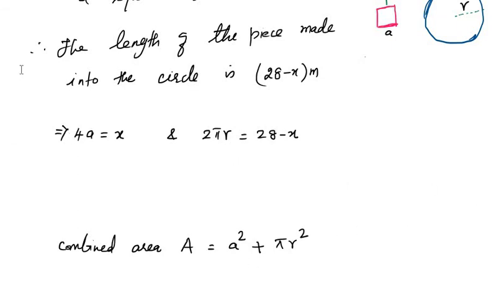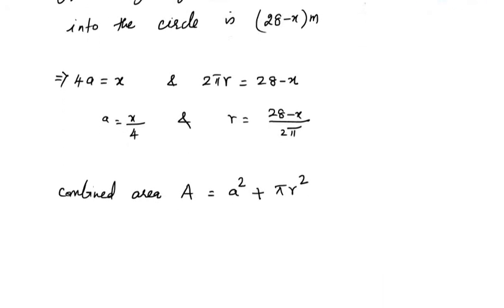See here, for this only, here we have 4a equal to x. From here I can write a equal to x by 4, and from here r equal to 28 minus x by 2 pi. These two you substitute here. Whatever I need in terms of x, that I have converted. From here, if I write this, it becomes x by 4 the whole square plus pi r square. What is r square? 28 minus x by 2 pi the whole square.